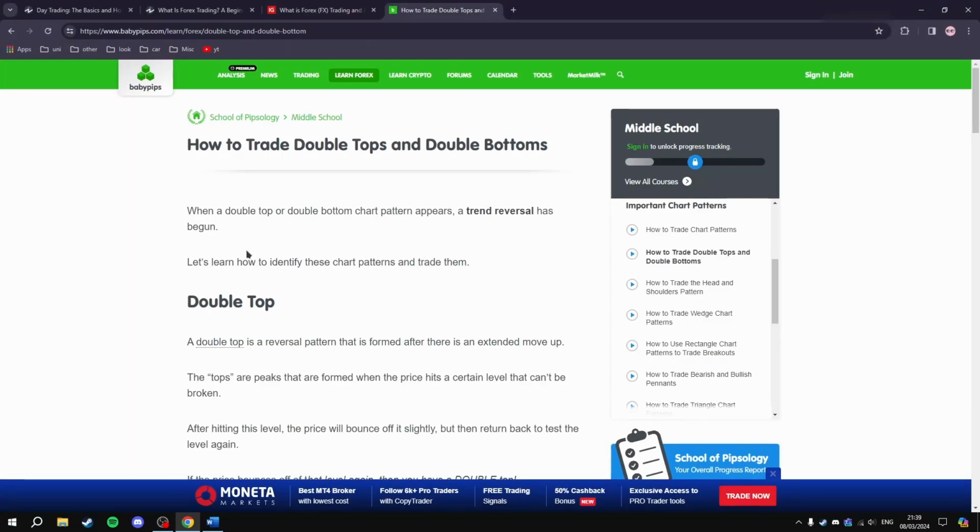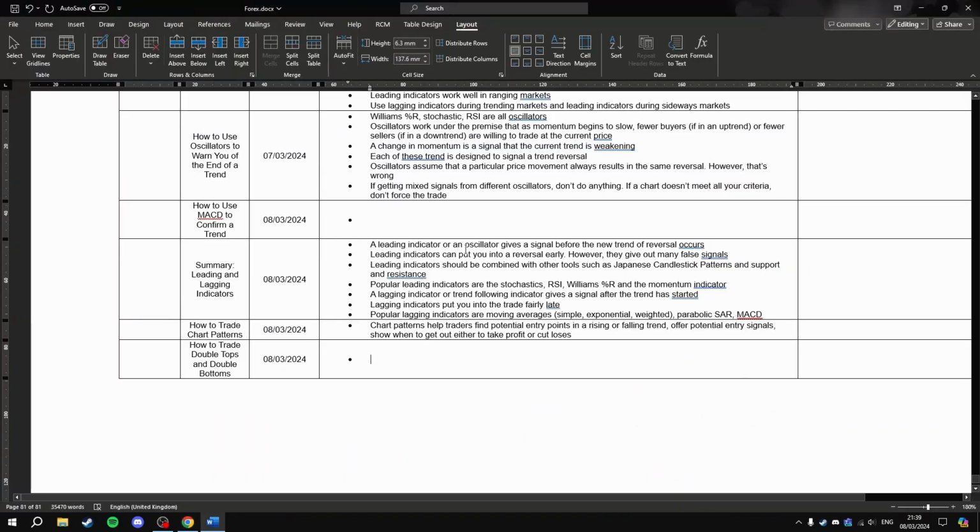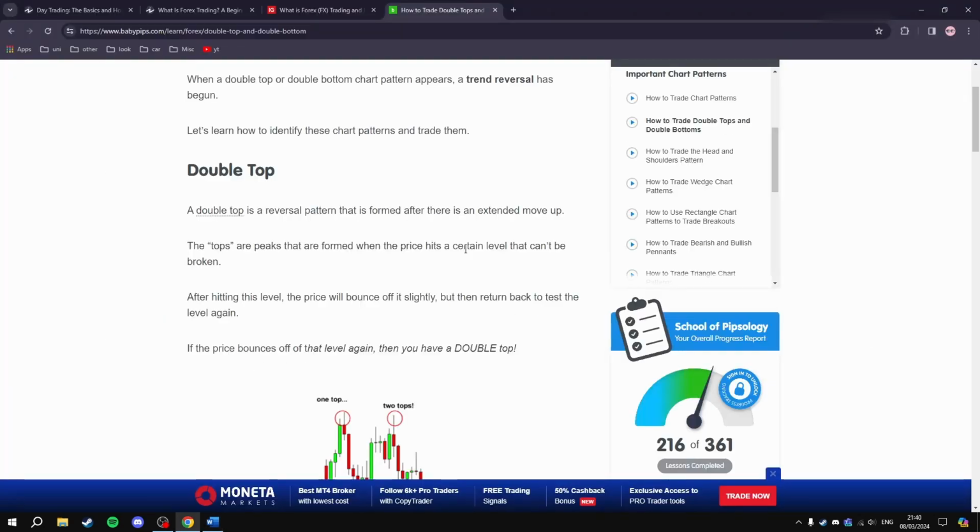When a double top or double bottom chart pattern appears, a trend reversal has begun. Learn how to identify these chart patterns and trade them.